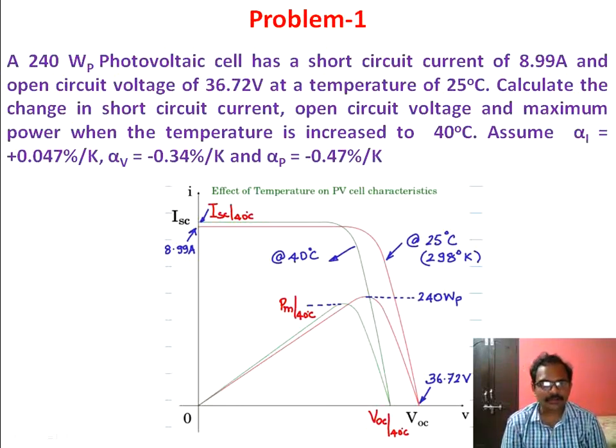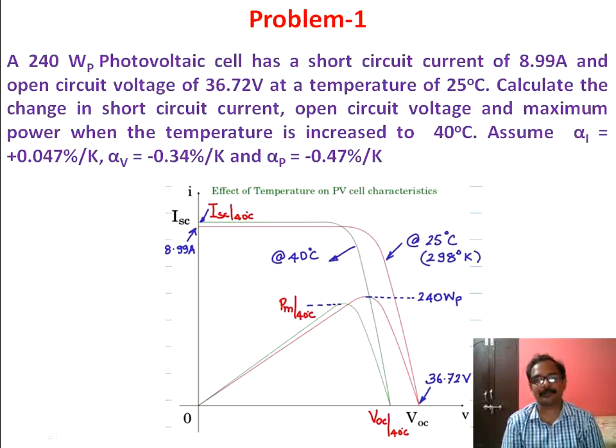In the IV curve, what is the ISC at 25 degrees centigrade? 8.99 as mentioned in the problem. And on the other side, the red curve touching the x-axis is the VOC. What is that VOC? 36.72 volts at 25 degrees centigrade. Remember that the red curve is drawn at 25 degrees centigrade. Now in the PV curve, what is the power? 240 watt peak. The top point in that PV curve is the 240 watt peak, which is the peak power.